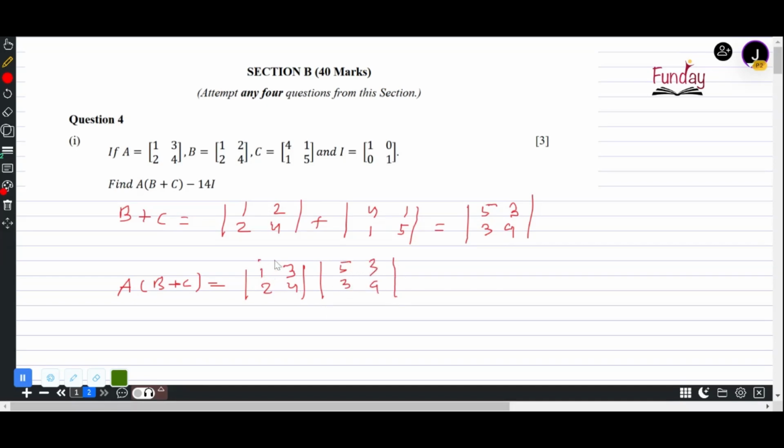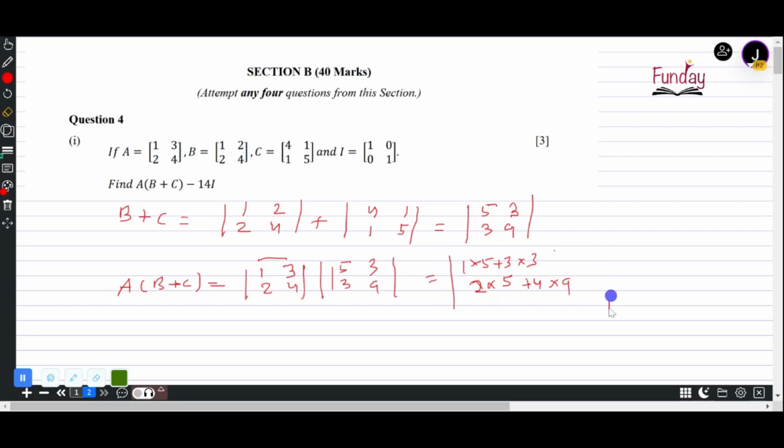The first question is about matrices, okay, and we have three matrices given, A, B and C, and I is the identity matrix, which you know. So the question says that A into (B plus C) minus 14I is to be found. So what we'll do is we'll first find B plus C. So we know how to add the matrices. B and C are given, we actually add individual elements.